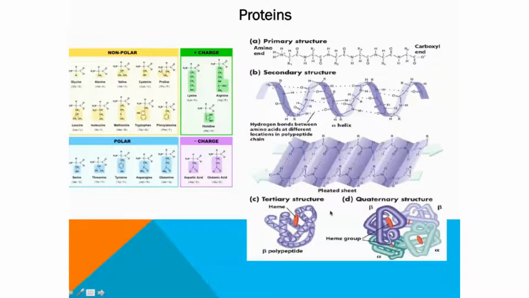Now, when the alpha helices or beta sheets are combined together, it forms a 3D structure known as the tertiary structure. We can see over here the polypeptide chains. Whereas when tertiary structures combine together to form a higher structure, the quaternary structure, it is shown over here.